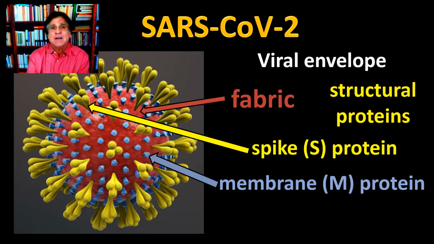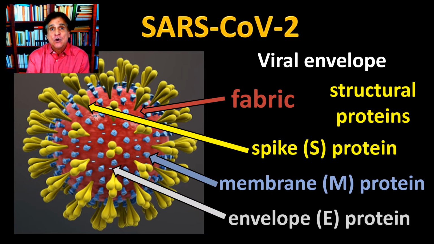We also have the M, or the membrane or matrix protein, and this protein is found embedded in that lipid layer, and it gives it a firm structure. And that firm structure results in the near spherical shape of the virion. We also have the envelope or E protein, and this protein is responsible for allowing ions, charged atoms, to come into the interior of the virus particle. It may also have a role in replication.